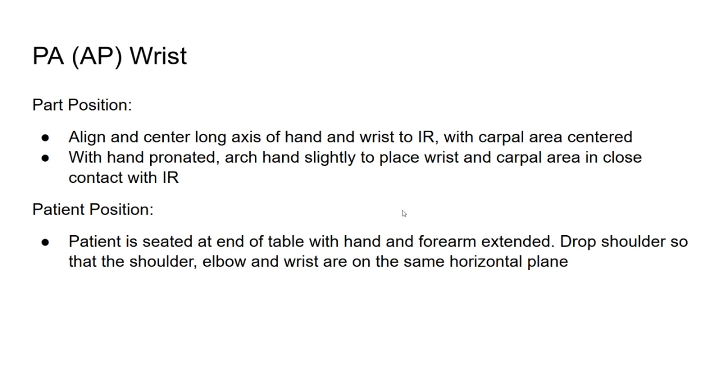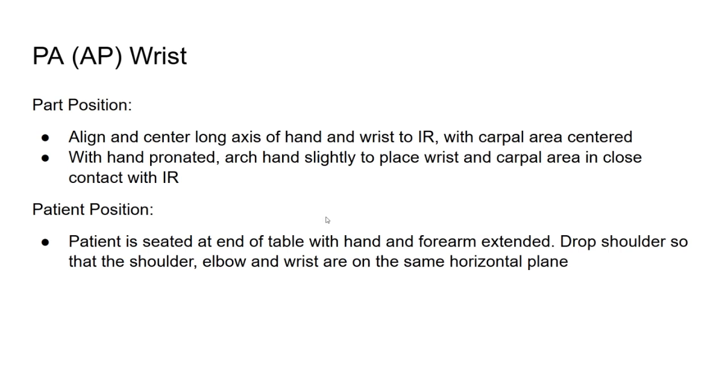For positioning purposes, you want to align and center that long axis of the hand and the wrist to the image receptor with that carpal area in the center. When you're doing a PA, the hand that's going to be pronated, you want to arch that hand slightly so that you're placing that wrist in that carpal area in close contact with the image receptor. This isn't really as much just for magnification purposes. This is also to help minimize the superimposition that you're going to see in the distal radius and the distal ulna that is going to show up on the bottom half of the carpal bones, like the lower scaphoid region.